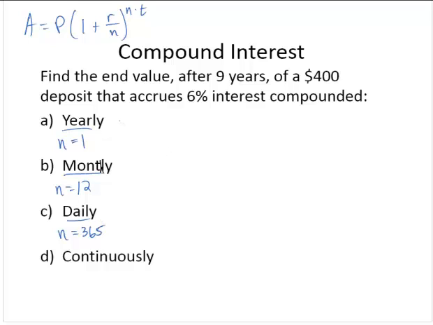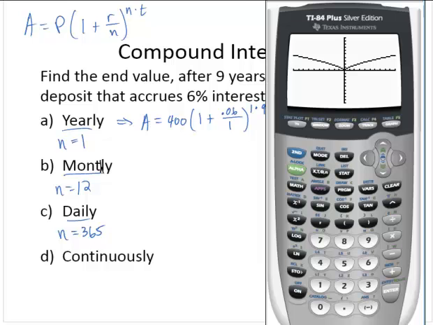So part A, yearly, the amount would be given by the principal, 400, times 1 plus the rate, which is 6%. We write that as 0.06. The number of compoundings is 1, and then we would raise that to the 1 times 9 power. Now we certainly want to use a calculator for this situation.